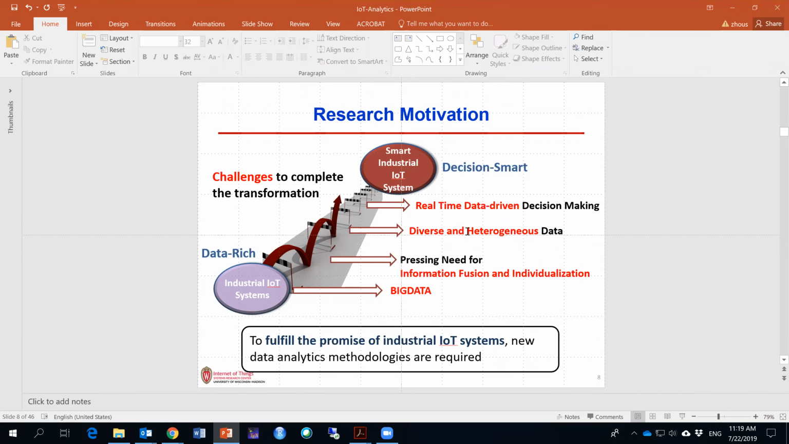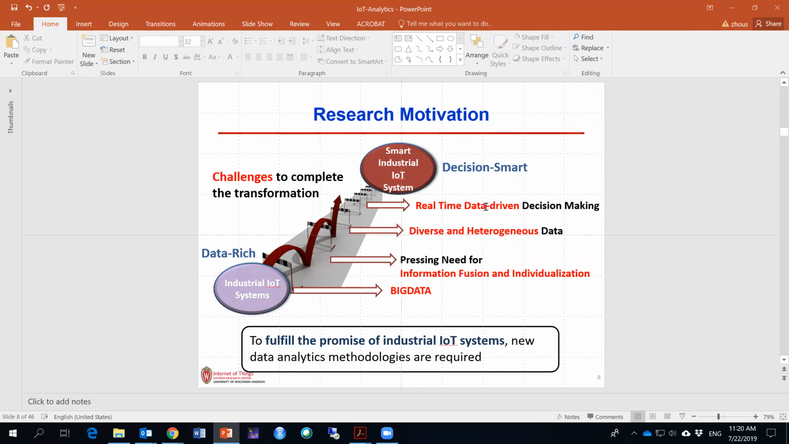So this is both an opportunity and a challenge. So the third challenge is the diversity and the heterogeneous data. So in the IoT system, the data collected is often diverse, with different types. We often have a continuous measure. We also have a lot of event data. We also have a categorical data. So the data type is really diverse.